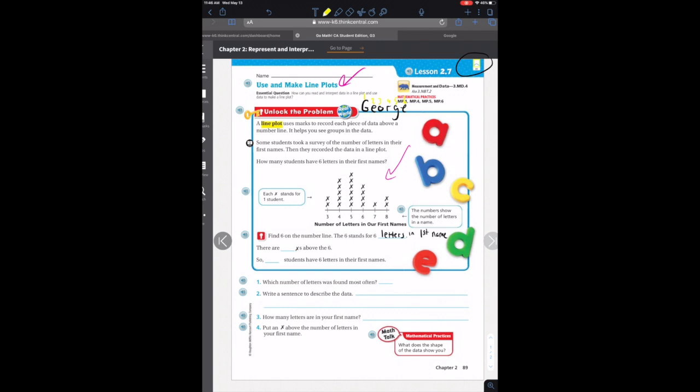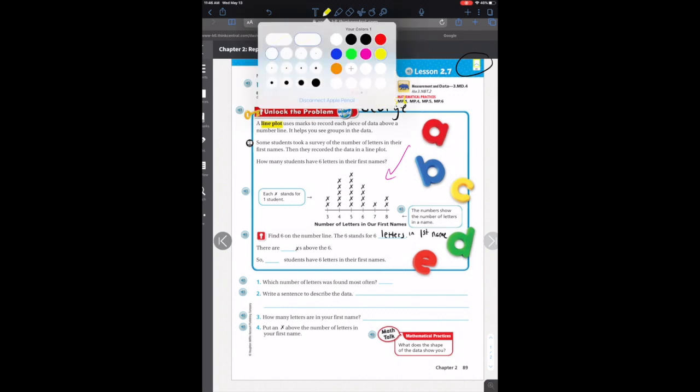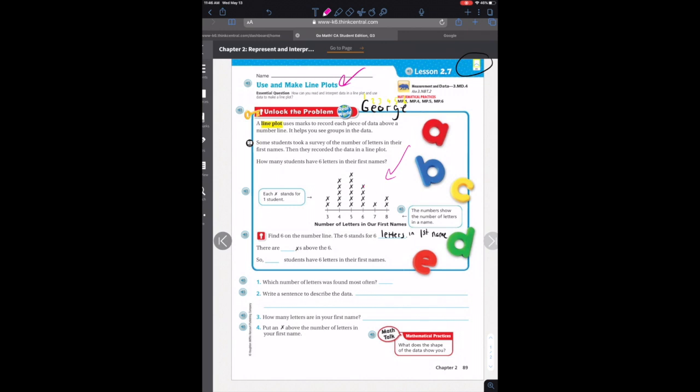How many X's are above the 6? Well, there's 1, 2, 3, 4. There are 4 X's above the 6, so 4 students have 6 letters in their first names.